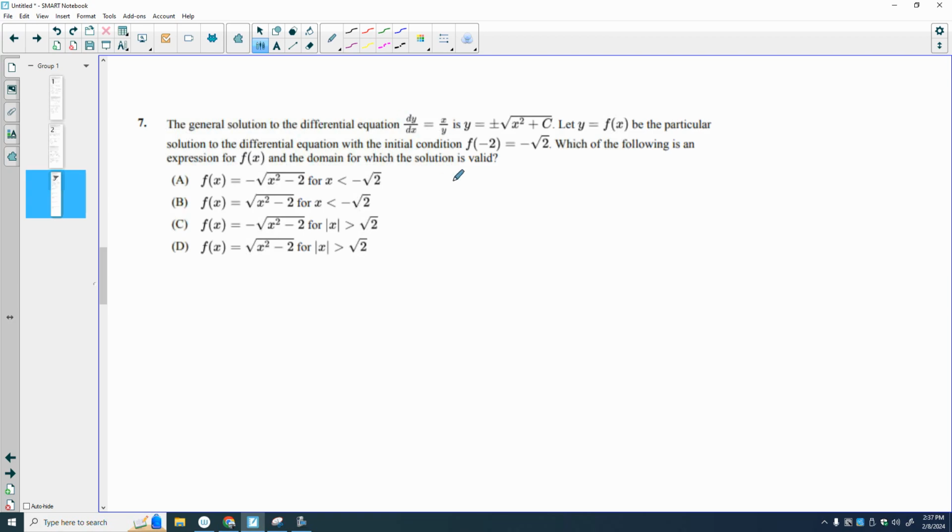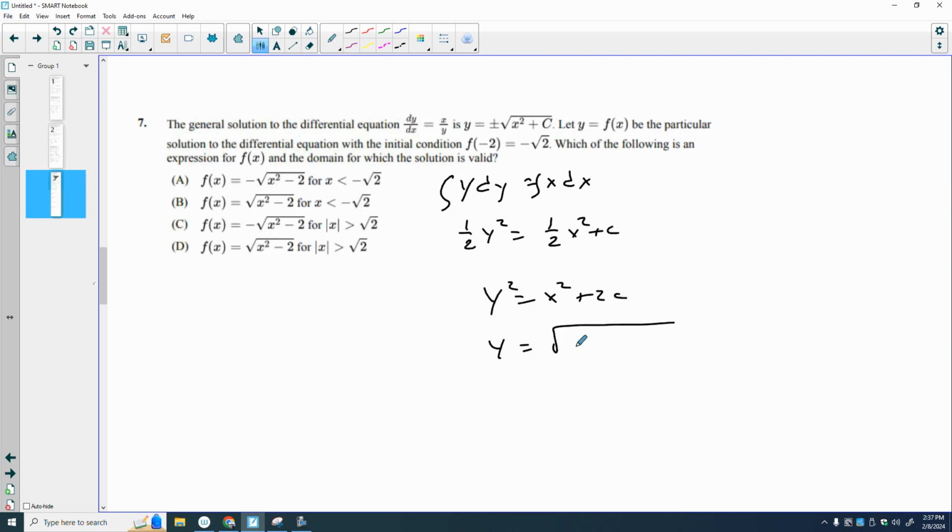So we're going to take the y, multiply it by here, so it's y dy. Take the dx and multiply it here. We have no natural log. It's just integrate that. We get 1/2 y squared equals 1/2 x squared plus c. Times by 2, we get y squared equals x squared plus 2c, and y equals the square root of x squared plus 2c. Initial condition is this here.